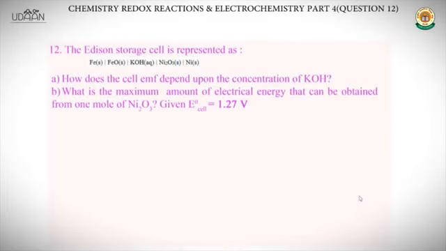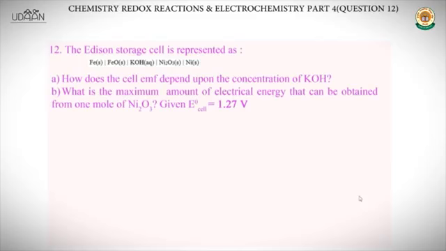Alright, so this is question number 12, and here we have to work with a special kind of cell known as the Edison storage cell, and we have to find out several conditions such as the dependence of the cell EMF upon the concentration of the electrolyte, and the maximum amount of electrical energy that can be obtained from a particular substance, and other things.